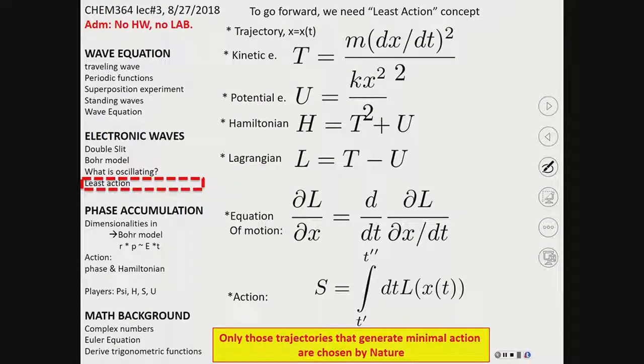And if you convert this principle of least action into a differential equation, it will be the Lagrangian equation, which is a replacement of the Newton equation of motion.